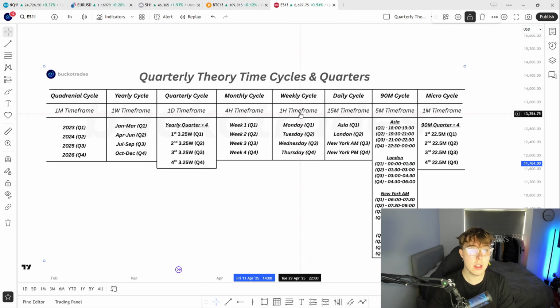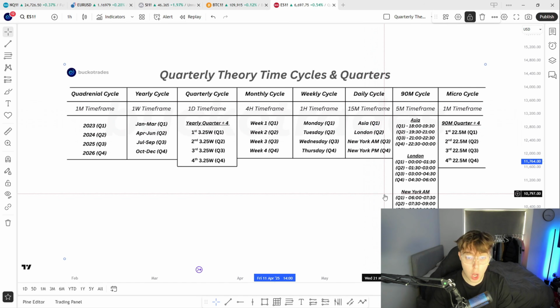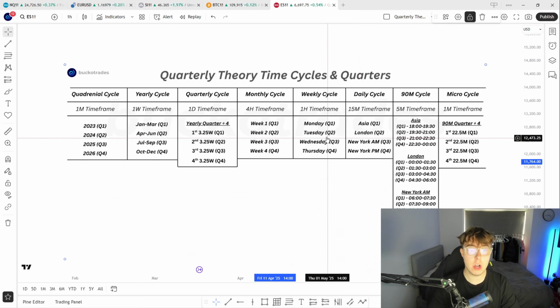Same works here as well. Like, let's just pick a random day. Say we're expecting Tuesday Q2 to trade lower. We're then looking for manipulation in one of these quarters higher to then take price lower. Okay, that's what we're doing. That's how you can trade the manipulation of the higher time frame manipulation leg, basically.